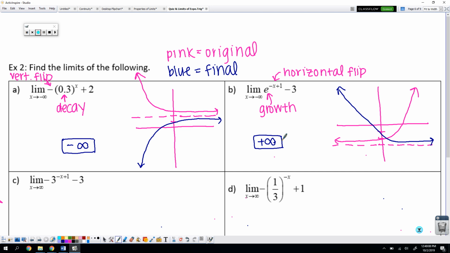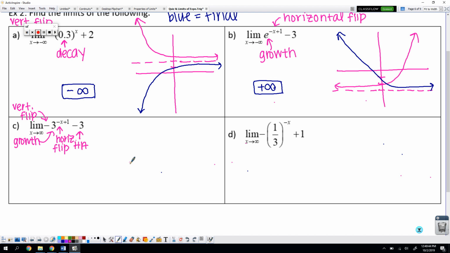Okay? Now, for the next one, we'll go through and label everything. So, this one is HA. This one says horizontal flip. This one is a vertical flip. And then this one means growth. So we have a lot of things going on here. Okay, great.